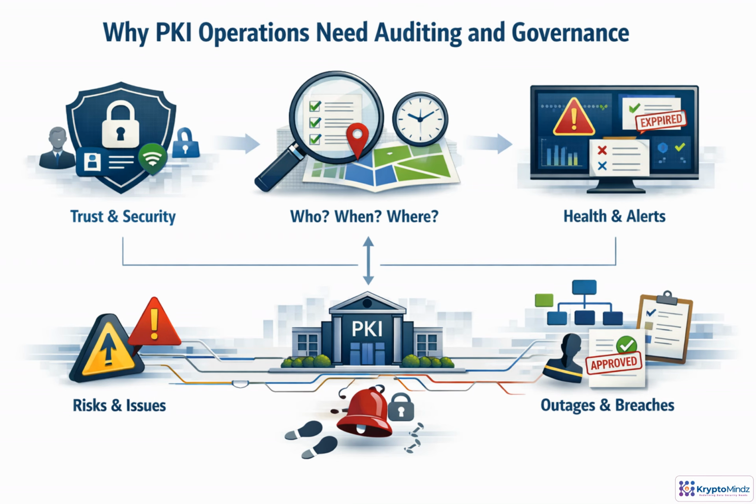Public key infrastructure is all about trust, and trust fades if no one is watching. Auditing tells you who did what, when, and from where, so changes and abuses don't stay invisible. Monitoring focuses on the health of the service: expirations, revocation failures, enrollment errors, and availability. Governance decides who owns what, how approvals work, and how often things are reviewed. Together, these disciplines stop small configuration mistakes from quietly becoming outages or security incidents.